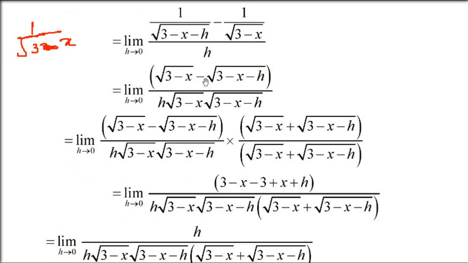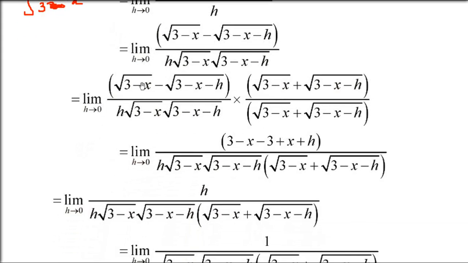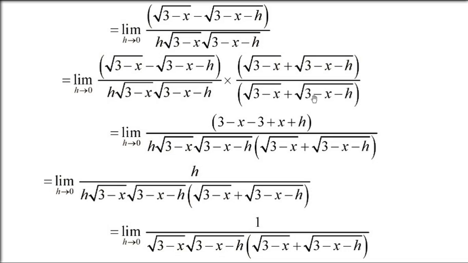So this is a minus b, assume it to be a minus b, so multiplied by a plus b, that will be the RF. So in numerator and denominator, same term with the positive sign, multiply in numerator and denominator. Now a minus b, a plus b will give you a squared minus b squared. So 3 minus x minus 3 plus x plus h, because there is a negative and we just opened it. What do you get in the numerator? Everything gets cancelled, only h will remain.